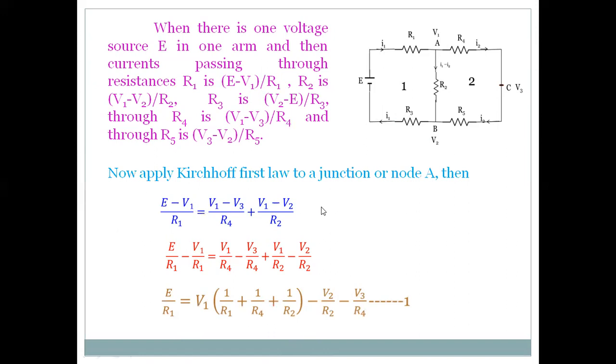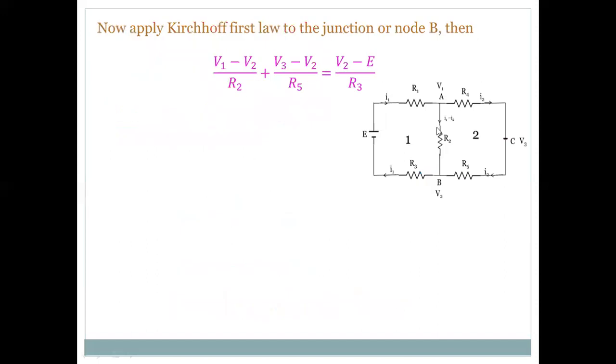Now we apply Kirchhoff's first law to the second node, that is B. You see here, at B there are two currents entering the junction: (V1 minus V2) by R2, and across R5, (V3 minus V2) by R5. So that is (V1 minus V2) by R2 plus (V3 minus V2) by R5, equal to the current leaving the junction, that is (V2 minus E) by R3. By simplification, V1 by R2 minus V2 by R2 plus V3 by R5 minus V2 by R5 is equal to V2 by R3 minus E by R3.